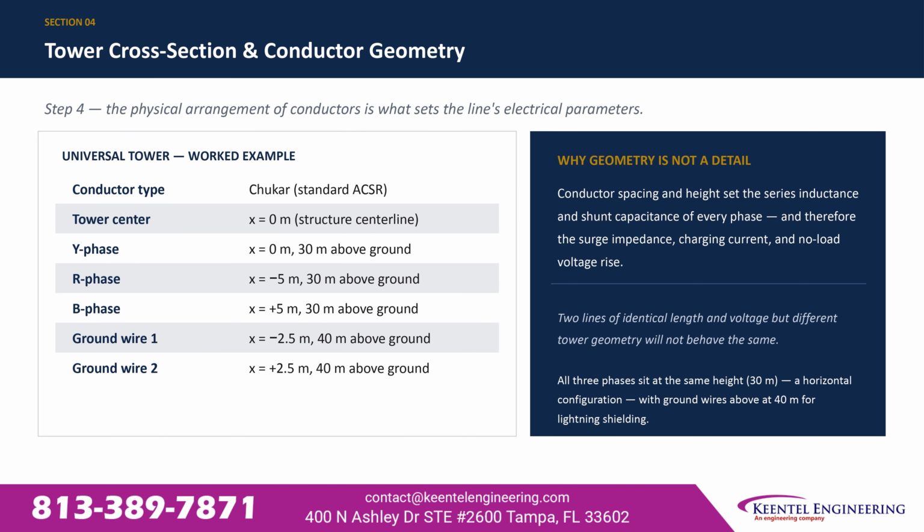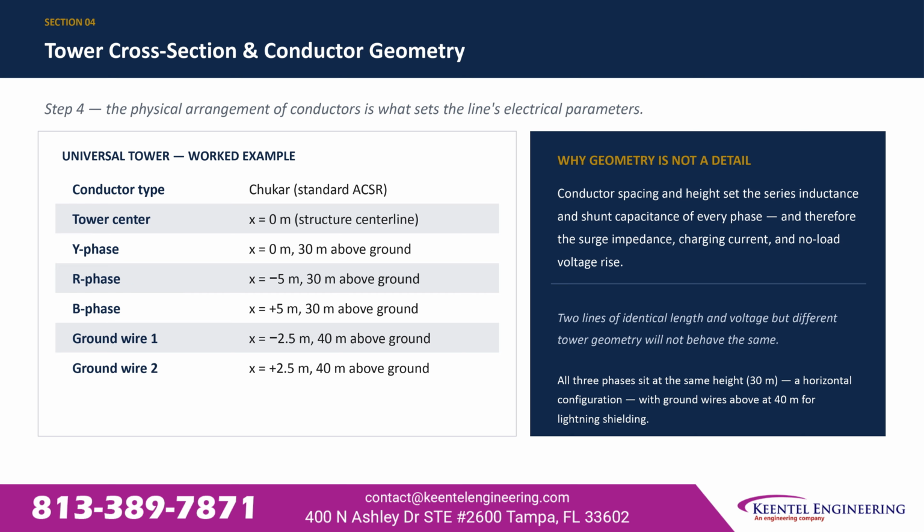Step 4 is where the physics lives. Conductor spacing and height set each phase's series inductance and shunt capacitance, and therefore the surge impedance, charging current and no-load voltage rise. 2 lines of identical length and voltage with different tower geometry will not behave the same. Getting the cross-section right is getting the physics right.